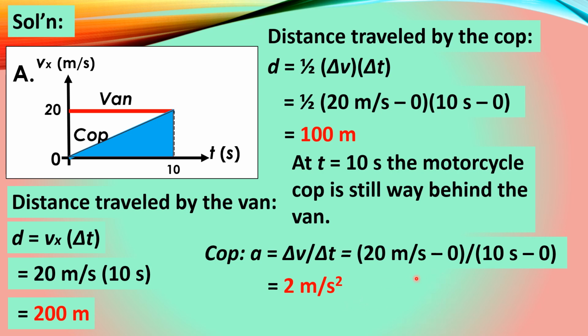All right? So within 10 seconds, this acceleration of the motorcycle is kept constant. And at exactly 10 seconds, the motorcycle has a velocity or a speed equal to 20 meters per second, the same as that of the van, but the motorcycle has just traveled a distance of 100 meters. All right? So he has not yet caught up with the van.